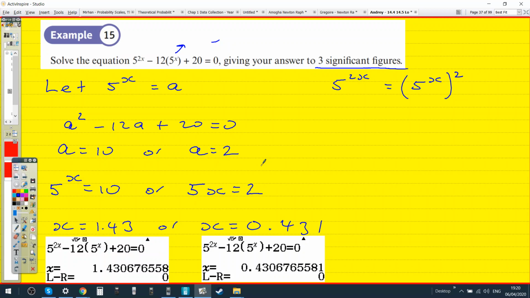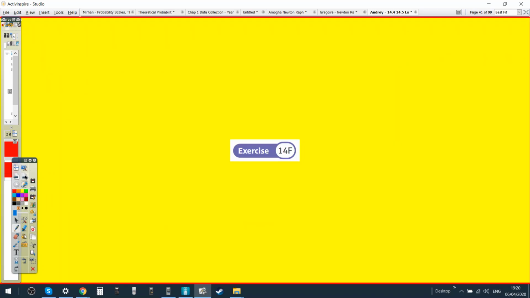So yeah, basically it's a quadratic. You let a or some dummy variable be equal to this bit here, the lowest power, and then you solve for that, and then you unlet it, so you swap it back and solve. Any questions there? No. So that's a hidden quadratic.